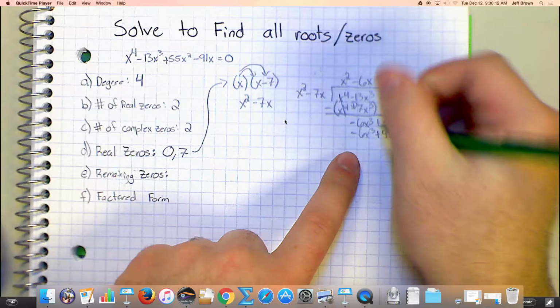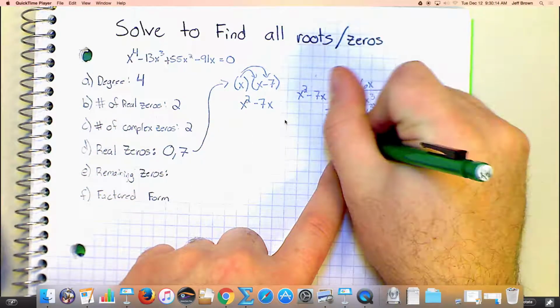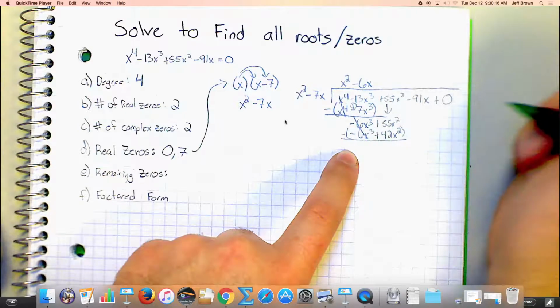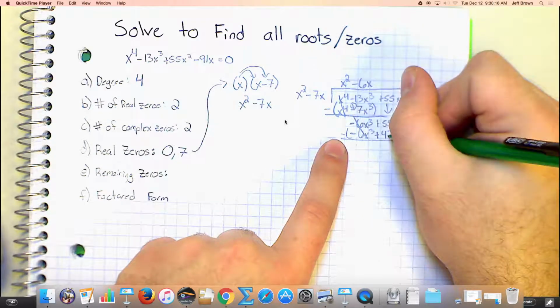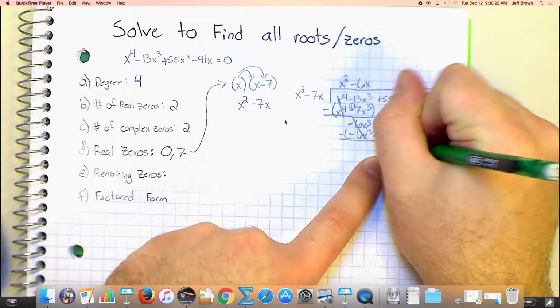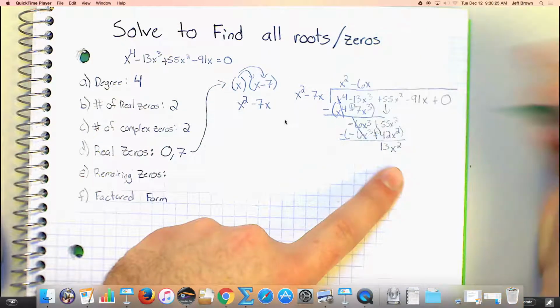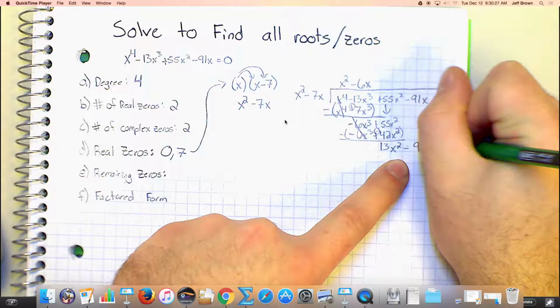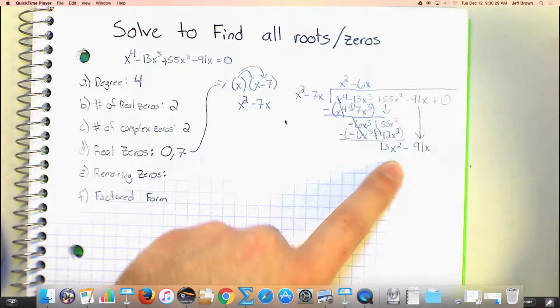Okay. Then from there, we can go ahead and look at our next piece. And if I look, I'm going to subtract that line. When I do that, our x cubes cancel. Then I have 55x squared minus a 42x squared, so I am going to actually subtract these ones. That gives us a 13x squared minus 91x. I'm going to bring that part down.